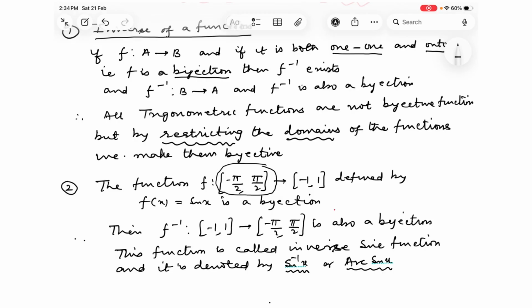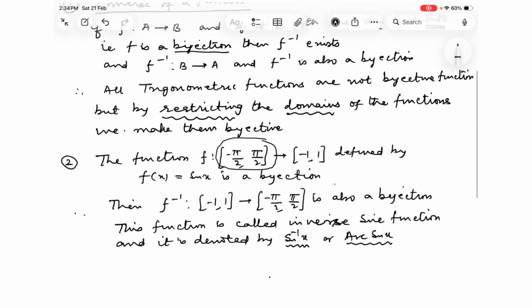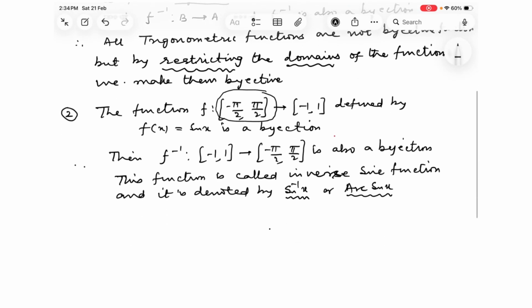So remember, very, very important point. When will the inverse of the sine function exist? The inverse of the sine function will exist only if the domain of sin x is restricted to the closed interval minus pi by 2 to pi by 2, because basically the domain of sin x is R.